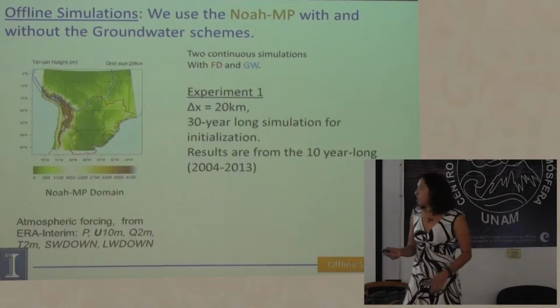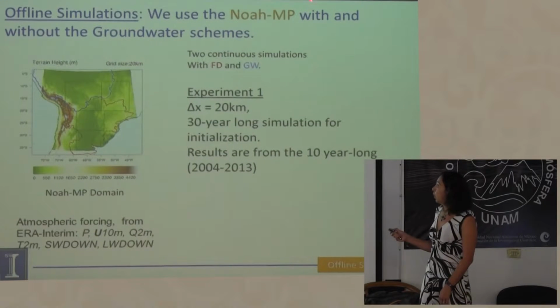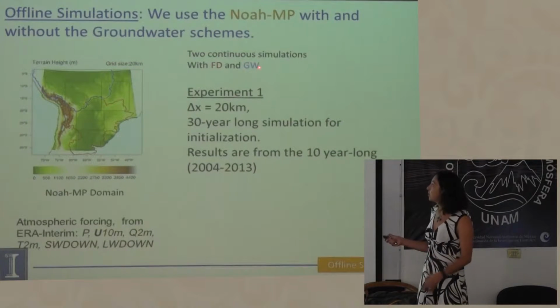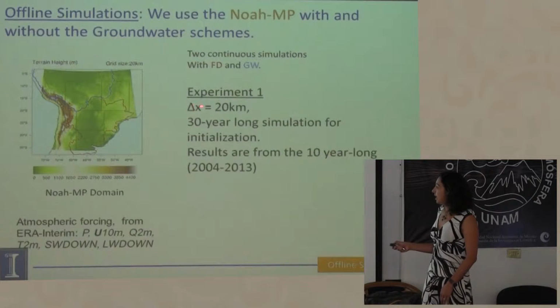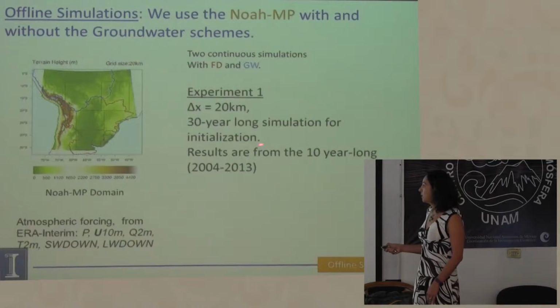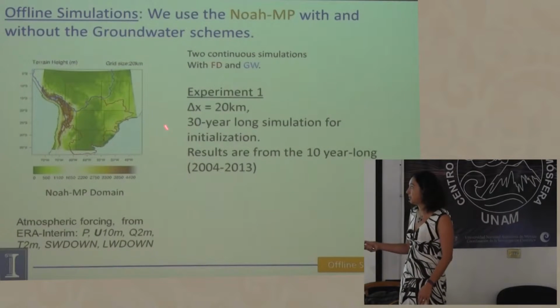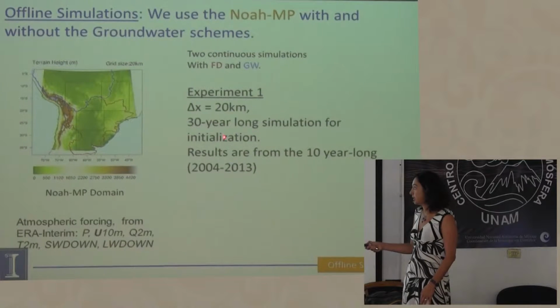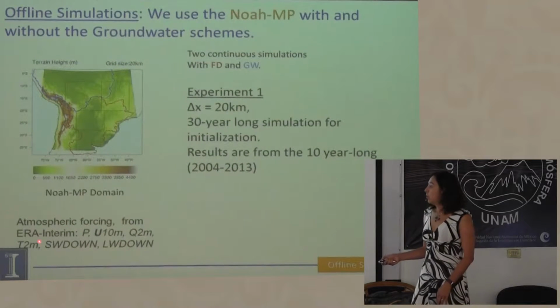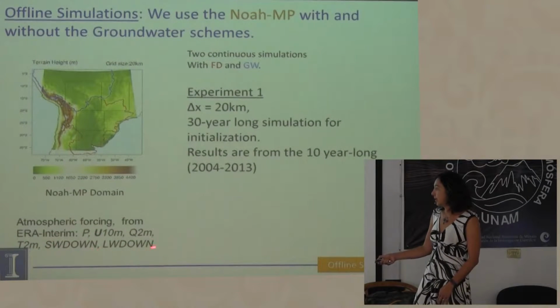Okay, so the simulations use the Noah-MP model with and without groundwater schemes. Anything that has FD means free drainage, and GW is with groundwater, using the Miguez-Macho and Fan scheme. We're going to run it at a resolution of 20 kilometers. This is important: we have a 30-year-long simulation to initialize. These are very slow, dynamic systems, so you need a long time to get the system to equilibrium. So this is a 30-year initialization, and I'm going to show results from the 10-year period, 2004 to 2013. We're forcing it with ERA-Interim precipitation, winds, temperature, and radiation.